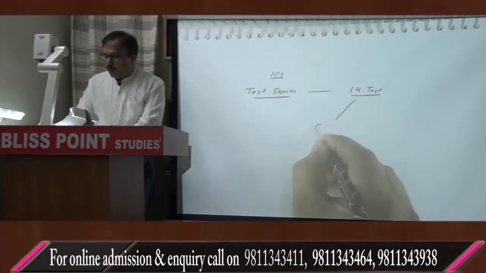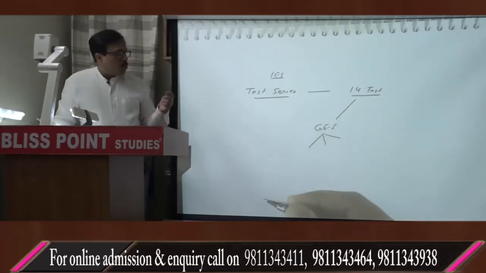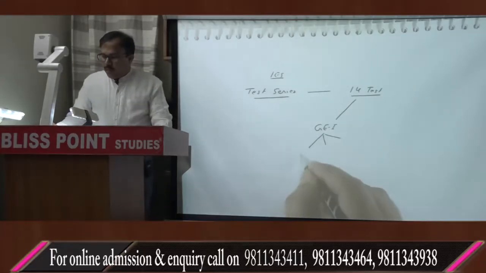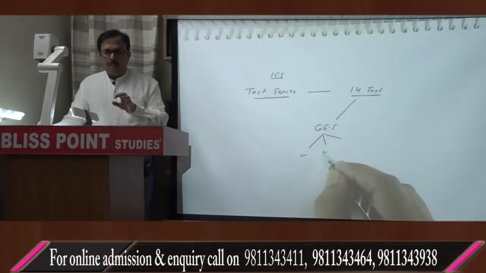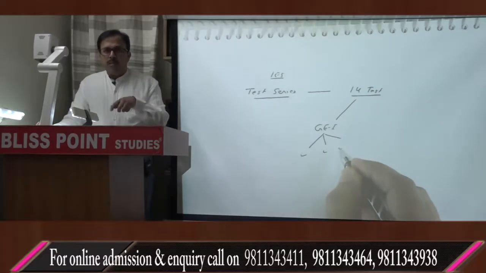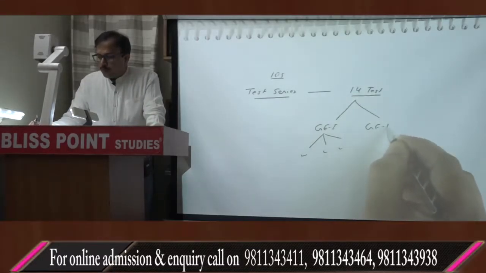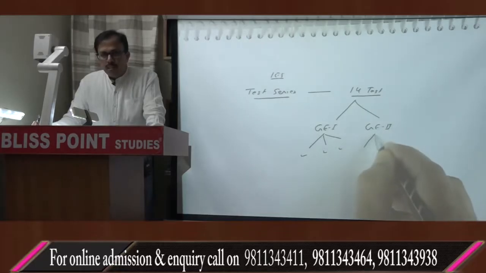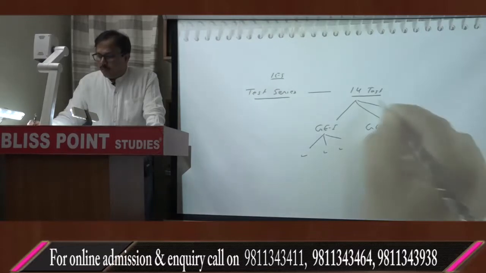Out of this 14, for General Economics 1 there will be 3 tests. The first test will be the micro part, the second will be stats and econometrics, and the third will be comprehensive, that means including all. Similarly, General Economics 2: 1 sectional, 2nd sectional, 3rd comprehensive. General Economics 3: 1 sectional, 2nd sectional and 3rd comprehensive.